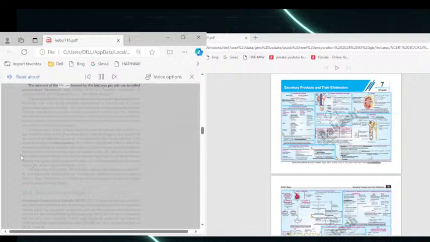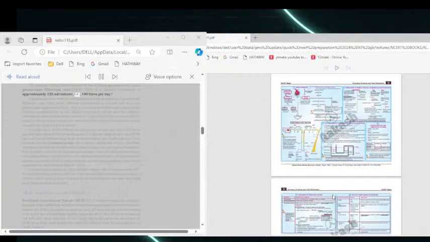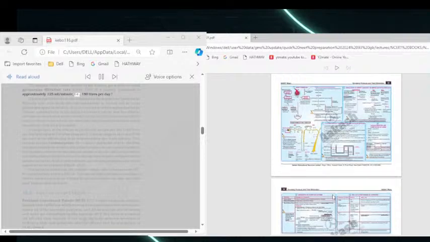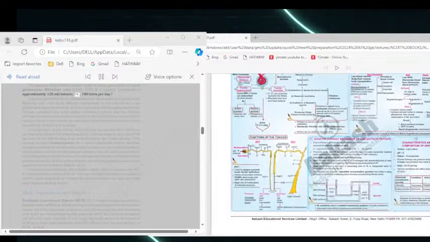The amount of the filtrate formed by the kidneys per minute is called glomerular filtration rate, GFR. GFR in a healthy individual is approximately 125 milliliters per minute, i.e., 180 liters per day. The kidneys have built-in mechanisms for the regulation of glomerular filtration rate. One such efficient mechanism is carried out by juxtaglomerular apparatus, JGA.